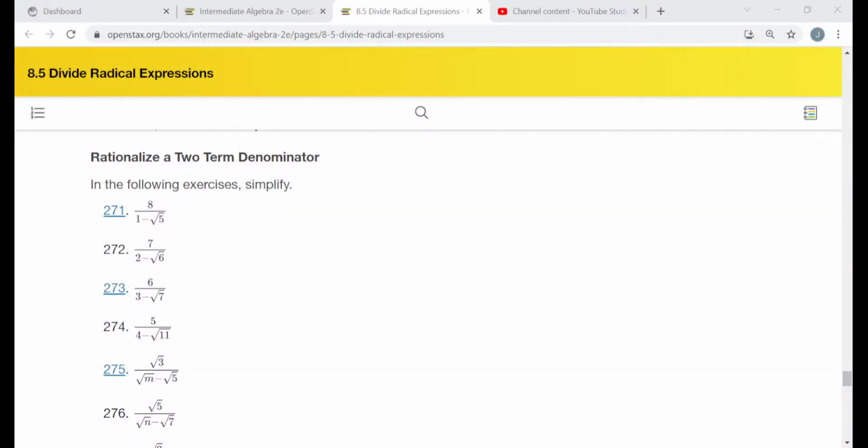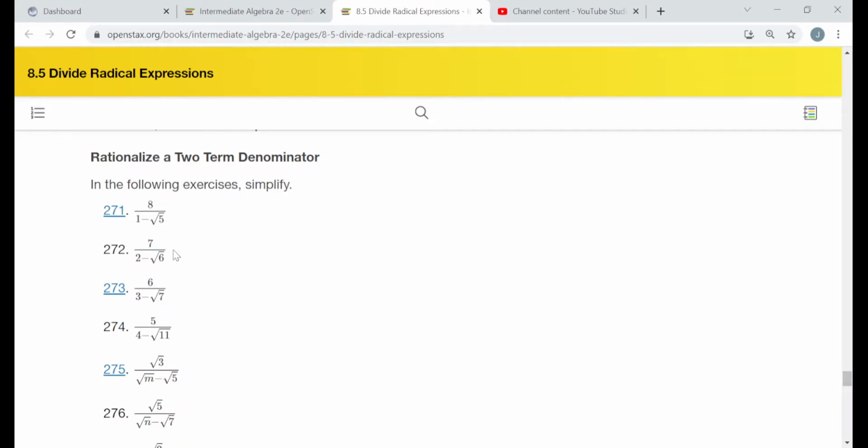Hello everyone. The title of this video is Rationalize a two-term denominator. Every exercise I do in this video, every example, is taken directly from this free online textbook at openstax.org, their Intermediate Algebra 2nd Edition textbook. I'll be working on exercises under the heading Rationalize a two-term denominator.